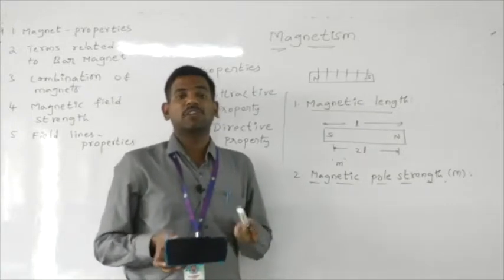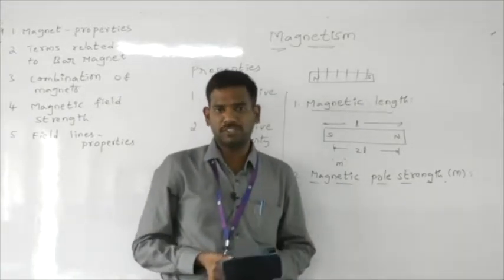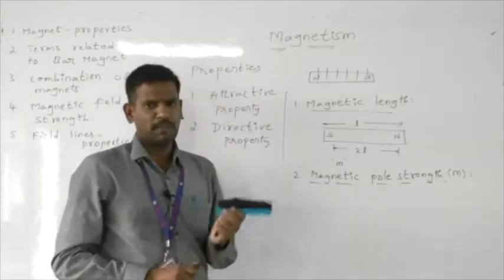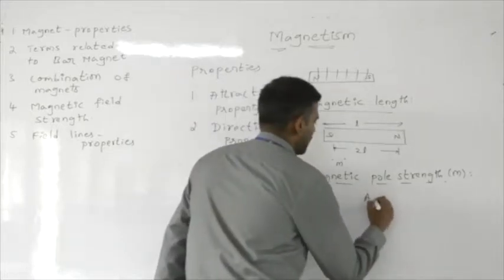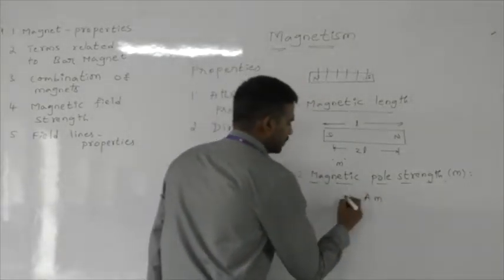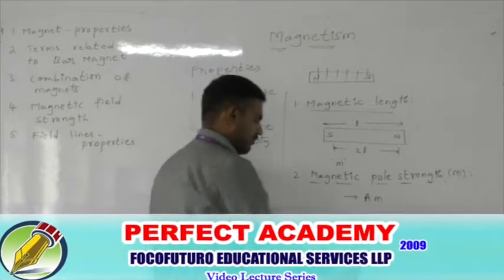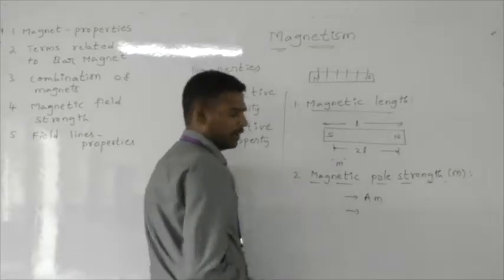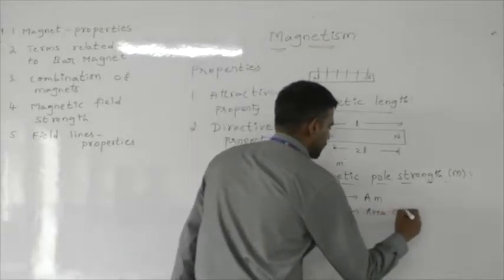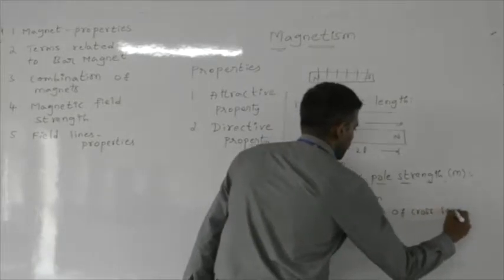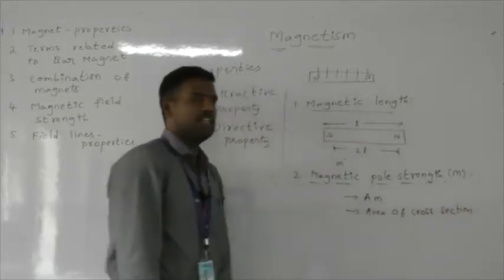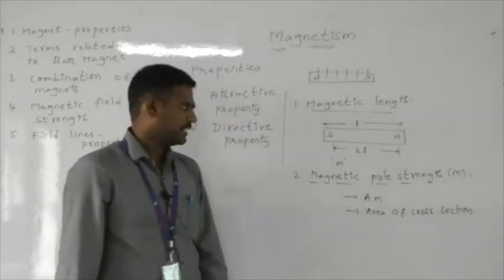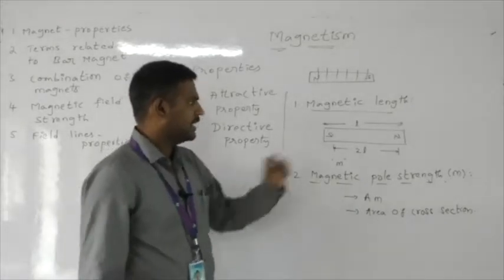Then the magnitude of the force, to what extent it is experiencing the force, will be given by the term called magnetic pole strength. You don't have any formula, but it has a unit called ampere into meter. The unit of magnetic pole strength is ampere into meter. And further, this magnetic pole strength depends upon the area of cross section. This is a very very important point. So we understood the meaning of magnetic length and the meaning of magnetic pole strength. And here let me tell you one more point.